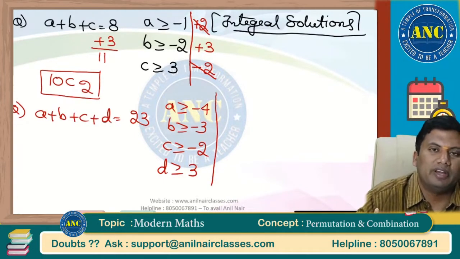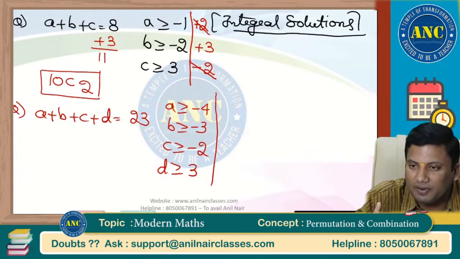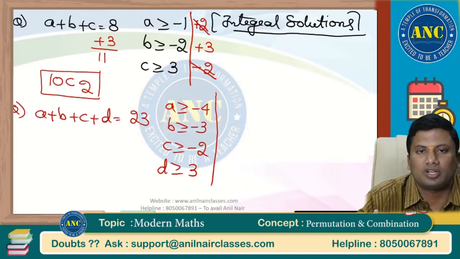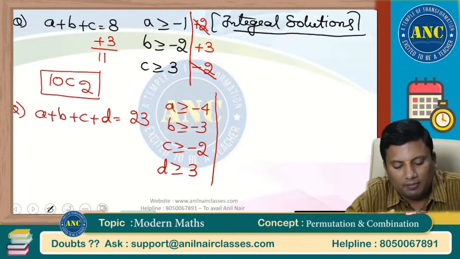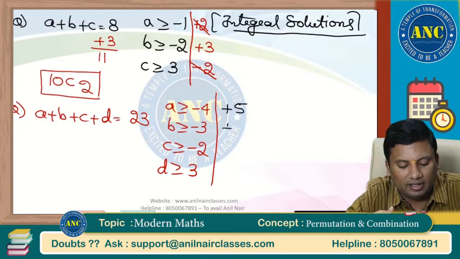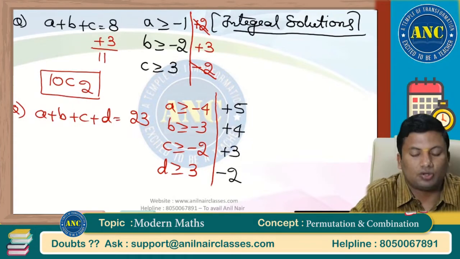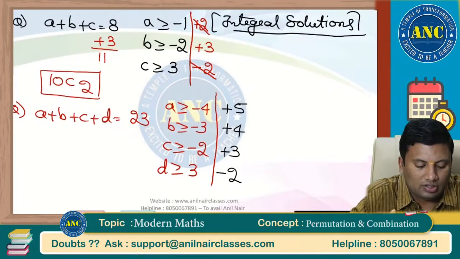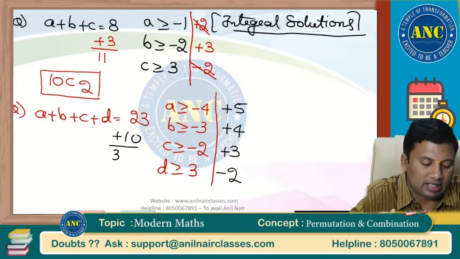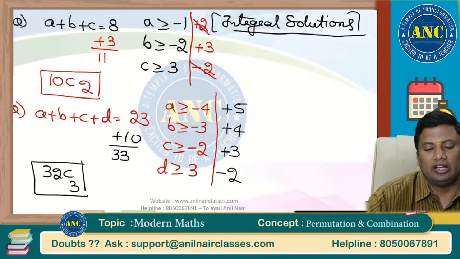I told you, if the variables are starting from 1, it is a positive integral solution. If they are starting from 0, it is a whole number solution. Anything other than this, we are determining the integral solution. Minus 4 means add 5, add 4, add 3, and it is subtracting 2. All of them I made to 1. 9 plus 3, 12. 12 minus 2, 10. So if I am adding 10, it is nothing but 33. The answer is nothing but 32C3.